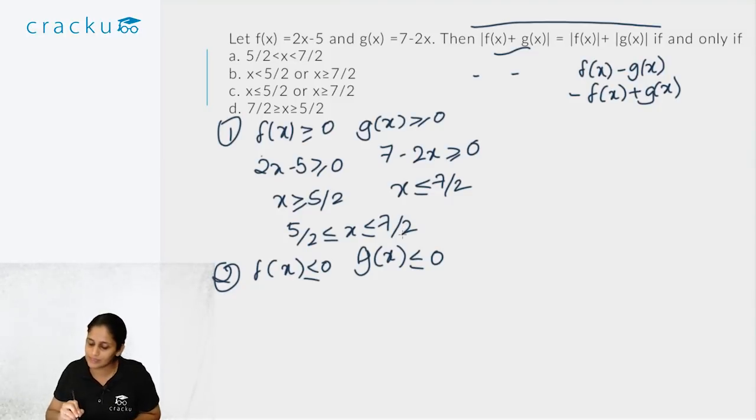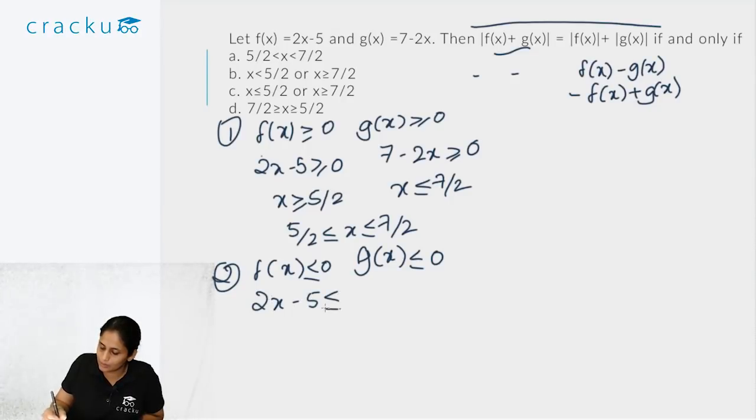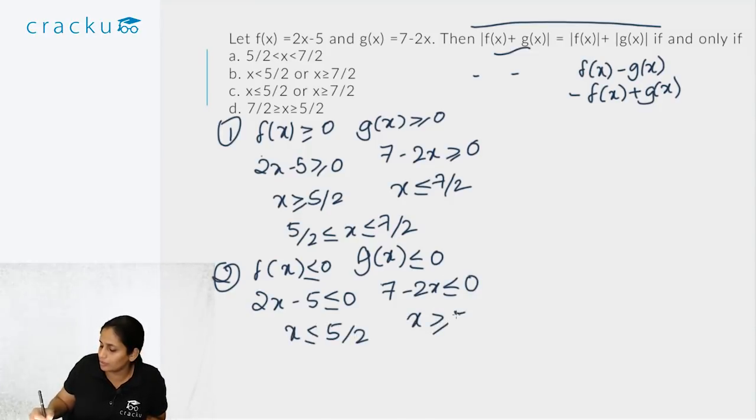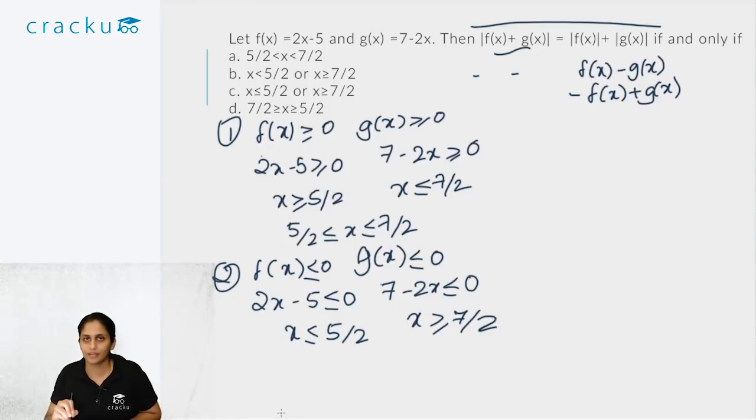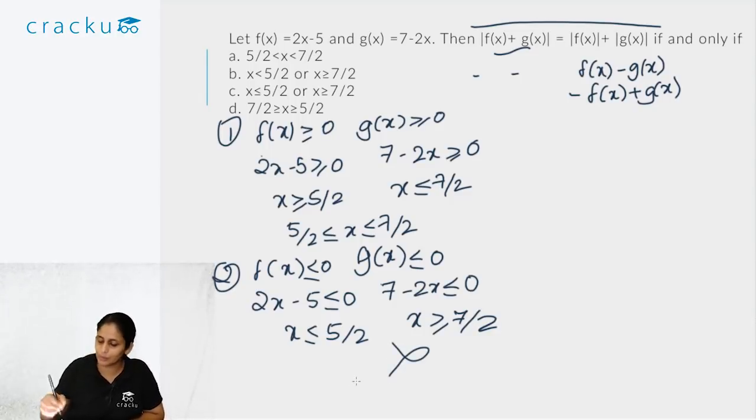Now f of x is less than 0 and g of x is less than 0. Then 2x minus 5 is less than or equal to 0 and 7 minus 2x is less than or equal to 0. So x is less than or equal to 5 by 2 and x is greater than or equal to 7 by 2. But this can't happen simultaneously. x can't be less than 5 by 2 and at the same time be greater than 7 by 2. So this yields no region. So the only region is when x is in the range 5 by 2 to 7 by 2, with the less than or equal to sign. Therefore the right answer is option D.